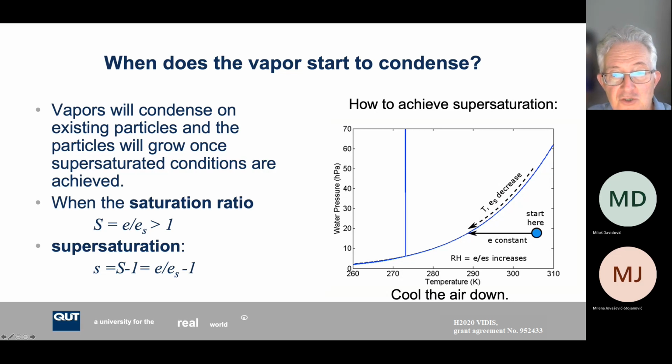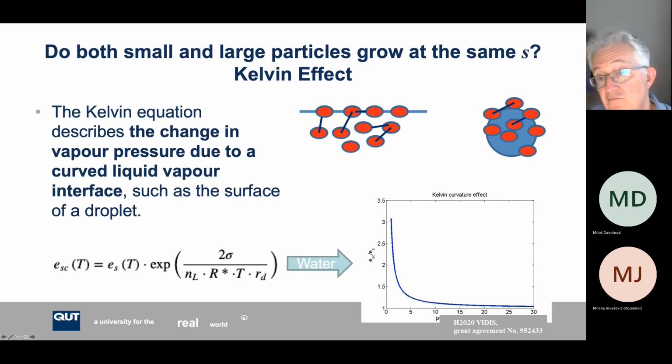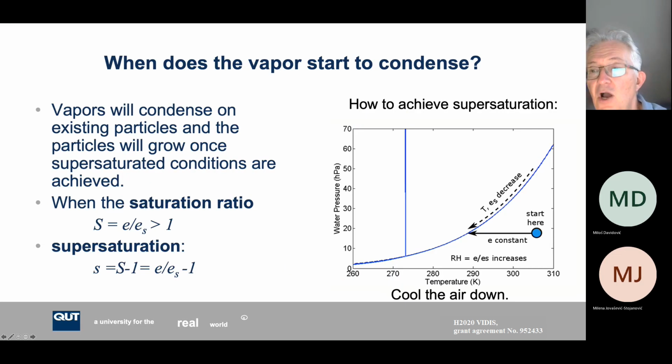So if we draw the saturation vapor pressure versus the temperature, and I think this is for water, we see that there's an exponential dependence of the saturation vapor pressure. So the smaller the temperature, the smaller the saturation vapor pressure. The larger the temperature, the larger the saturation vapor pressure. So if I start with, let's say, an air mass or a volume of air with a certain amount of vapor pressure, and I cool it down, I will be moving it along this line because this is a non-saturated condition, so there's less water vapor than needed to start condensing.